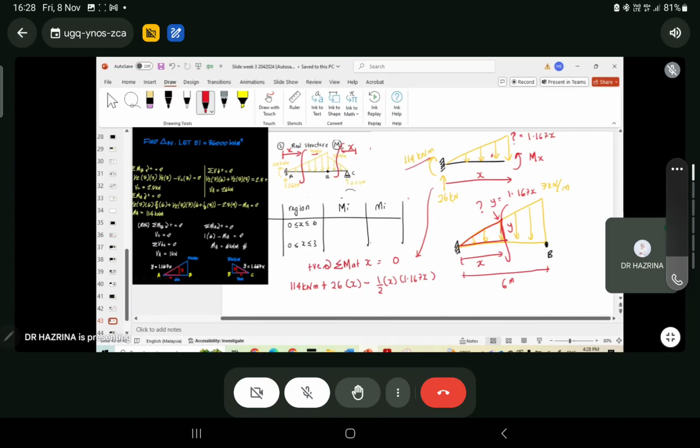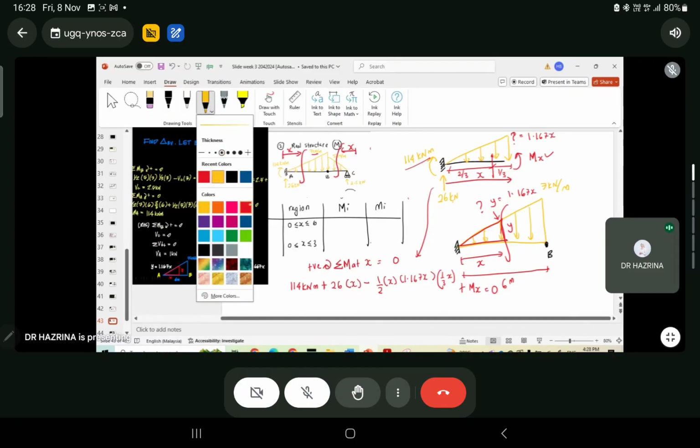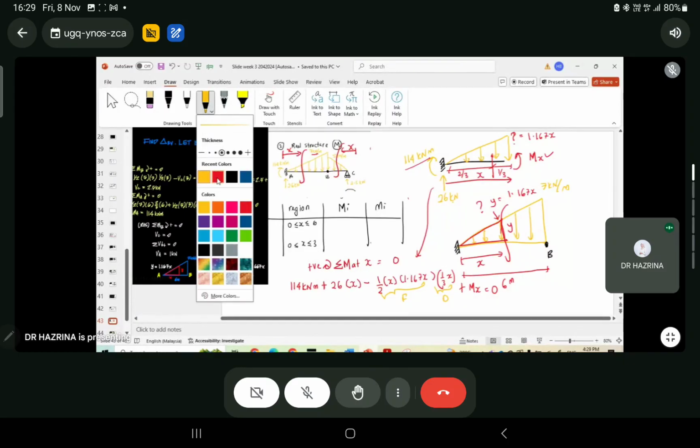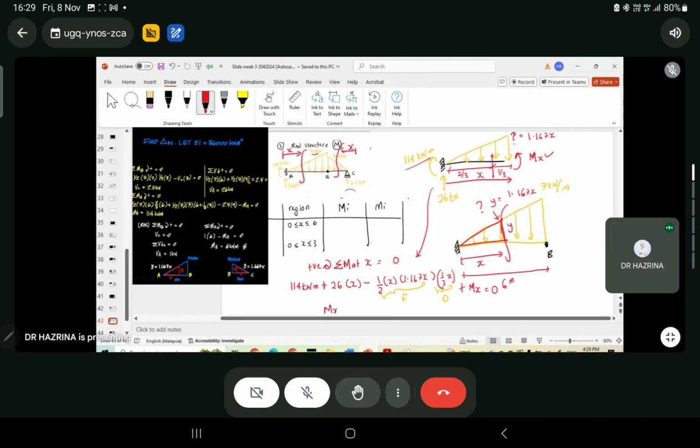minus half times X times 1.167X times, we know that here is 2/3, here is 1/3. So you multiply by 1/3X, plus MX plus MX equals to 0. So, bear in mind, this one is your force, this is your distance. So from here, you will get your equations. So here you will get your MX equals to the equations. Can you understand?